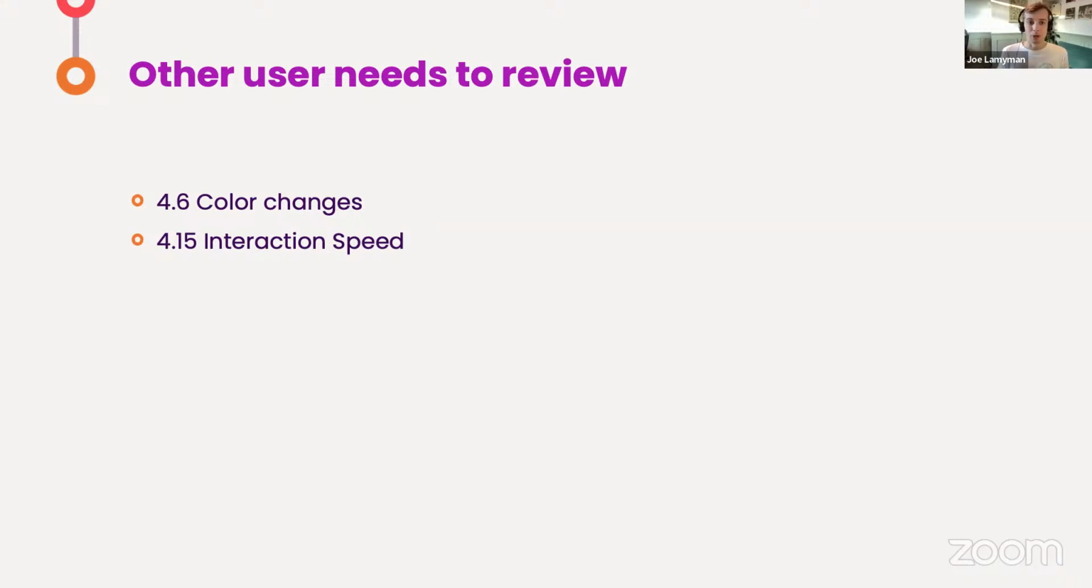And then the other one is 4.15 interaction speed, which builds upon some of the requirements in WCAG, in which it allows people to extend times and timings, but it also should allow people to change the speed of interaction so that it's more comfortable for people to use. And it requires that we include things like clear start and stop mechanisms and provide help throughout the experience.